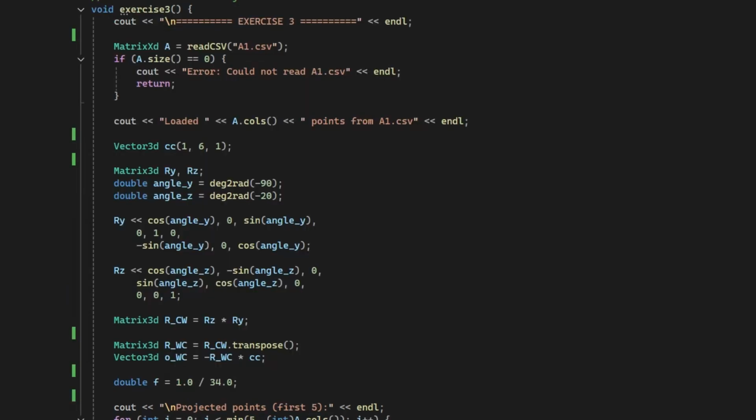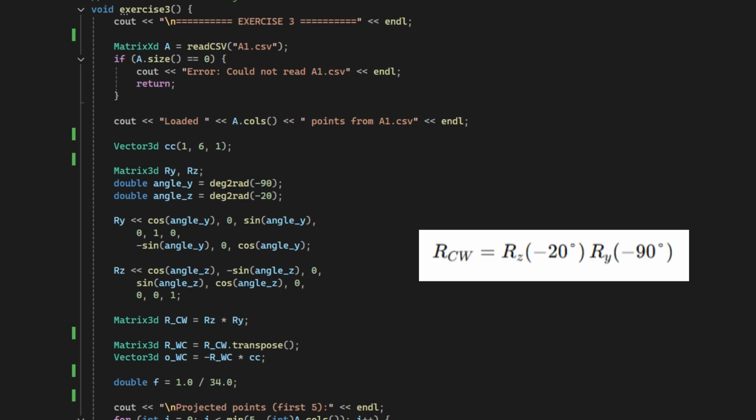Now exercise 3, our camera projection. Our problem says that points lie on a circle in world frame W. Our camera is set at a specific point. We have our orientation about Y and about Z, and we have our focal length. First of all, we can define our camera rotation with that. This rotates world axes into camera axes.